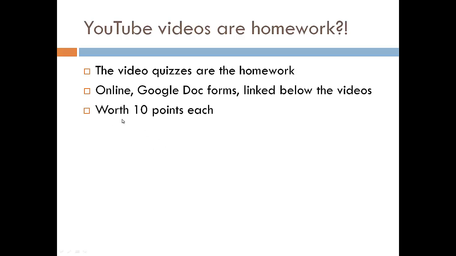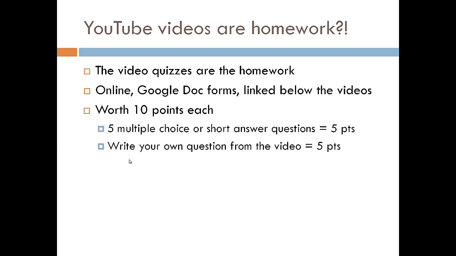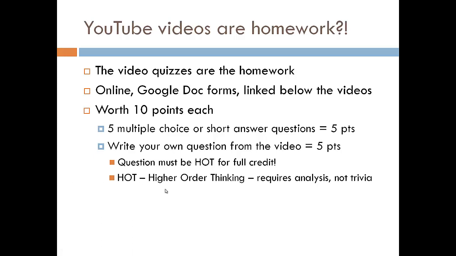These are worth 10 points each, so they're going to be roughly equivalent to the mastery quizzes. And they're very, very simple. There's going to be 5 multiple choice or short answer questions for 5 points. And then I want you to write your own question about what you learned from the video, which is going to be the other 5 points. The only requirement for this question is that I want it to be hot. Hot, meaning higher order thinking. I want you to ask questions that require thoughtful answers, that require analysis. So if you want full credit, if you want to get all 5 points, they have to be hot.